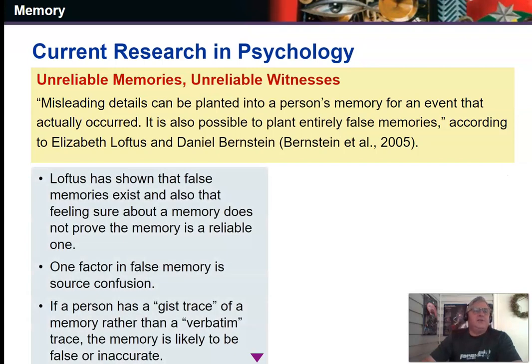Loftus has shown that false memories exist and also that feeling sure about a memory does not prove your memory is reliable. One factor in a false memory is source confusion. If a person has the gist trace of a memory rather than a verbatim trace, the memory is likely to be false or inaccurate.